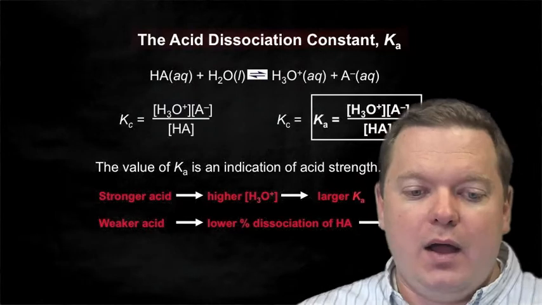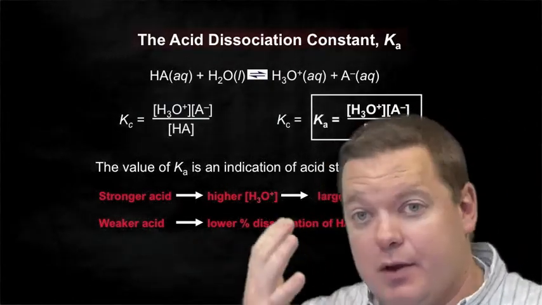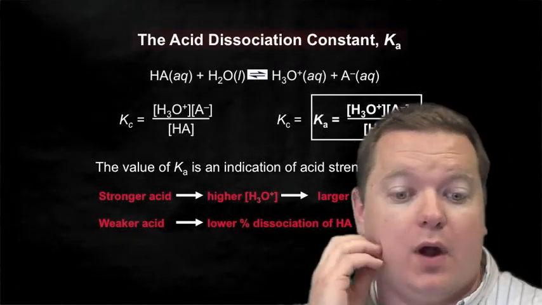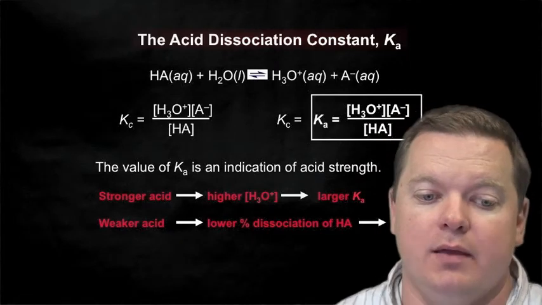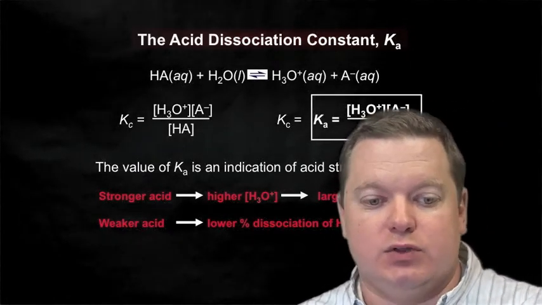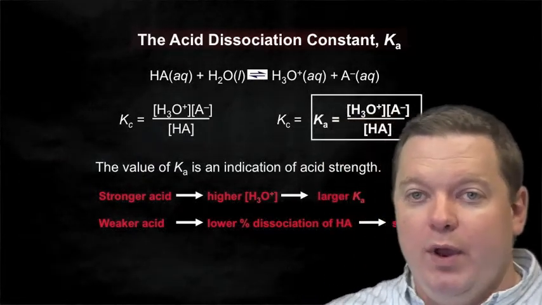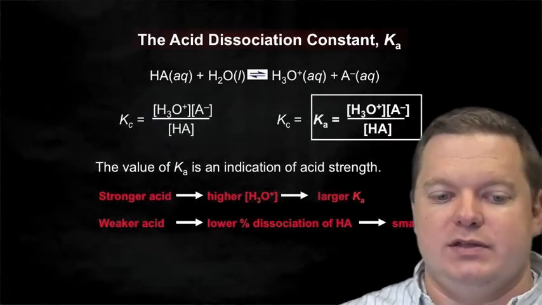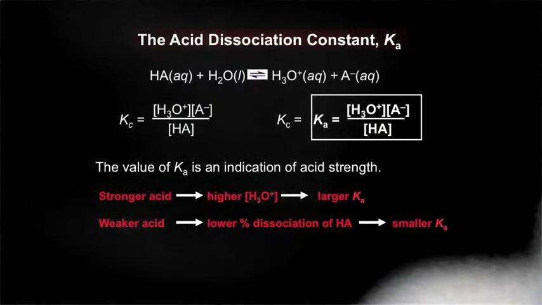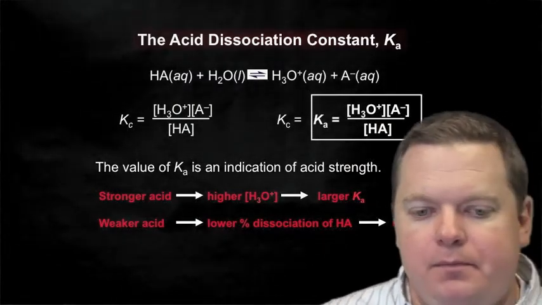So instead of talking about a Kc or a Kp, we can say that this is the dissociation equilibrium expression for an acid. We're going to call it Ka. If we look at this general expression, HA, some acid, plus water, is in equilibrium with H3O plus and A minus. We can define the equilibrium expression as the concentration of H3O plus times the concentration of A minus divided by the concentration of HA.